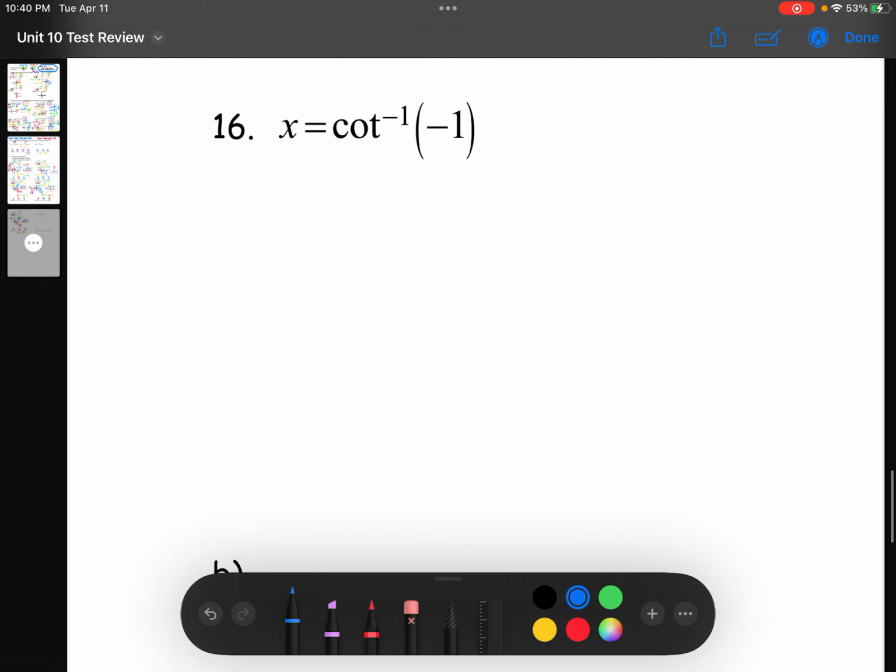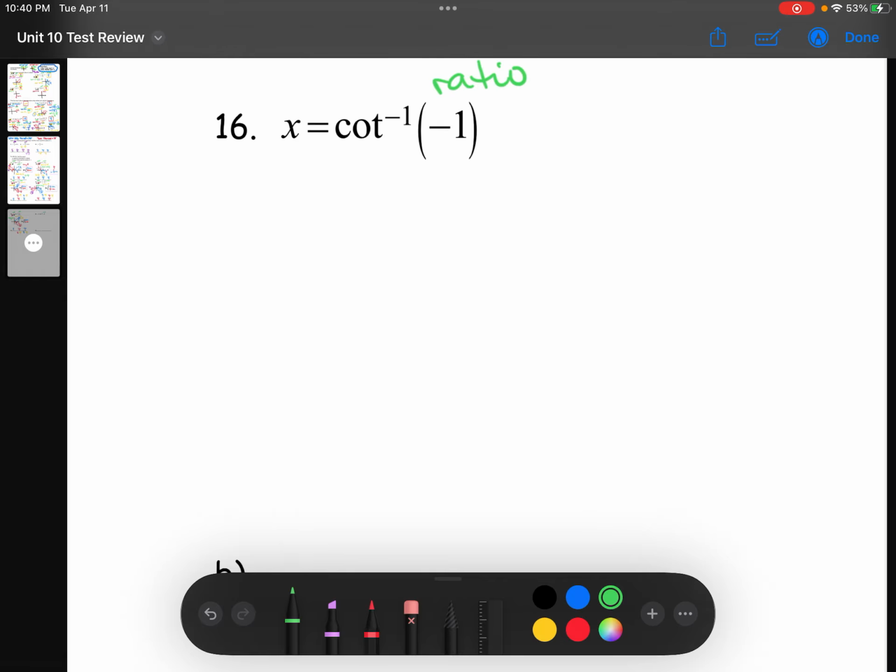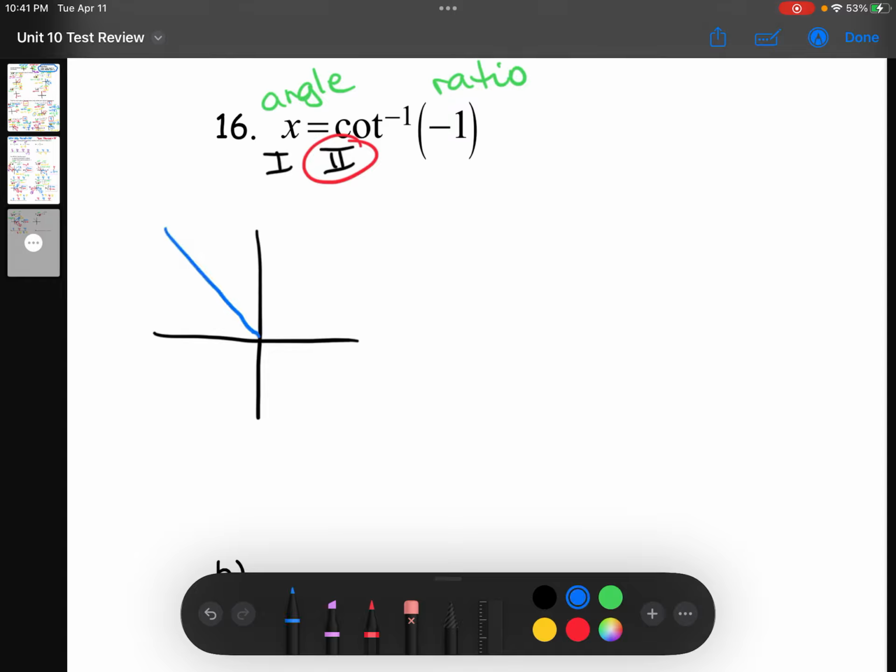And last one, let's look at 16. X equaling cotangent inverse of negative 1. Inside a cotangent inverse, a function inverse, is the ratio. X is the angle. Cotangent inverse can go in quadrants 1 or 2. Being a negative ratio, that's going to go in quadrant 2. So we will draw our axis, our triangle in quadrant 2, angle into the quadrant, perpendicular to the x-axis, one leg on the x-axis, theta at 0, 0.